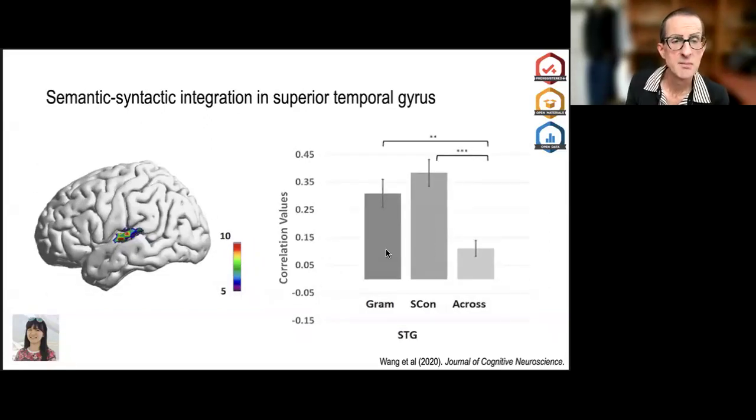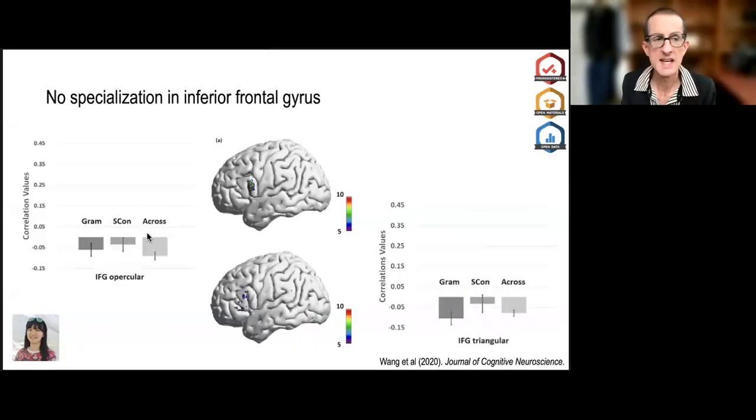In terms of the superior temporal gyrus, we showed that the within semantic was greater than the across, but within syntax was also greater than across, and there was no difference between the two. So this really indicates that the superior temporal cortex is sensitive to both semantic and syntactic, so perhaps an integration site. We didn't demonstrate any specialization in frontal cortex in this group of 5-year-olds. So you can see here that there are no differences between the within versus across task correlations.